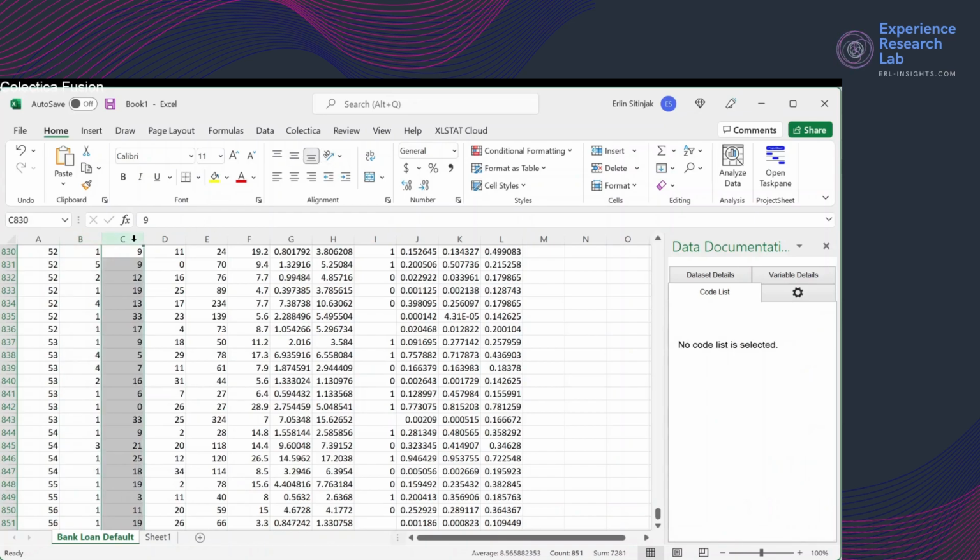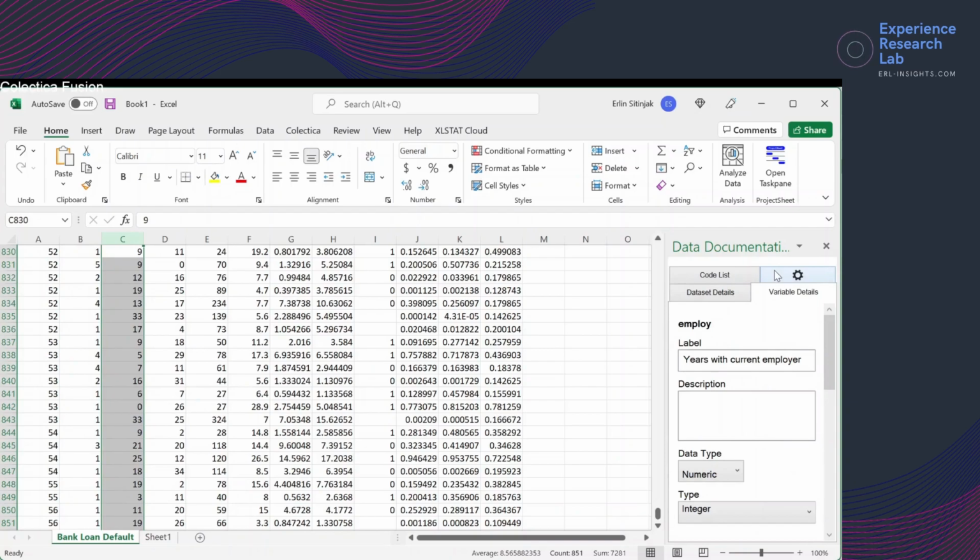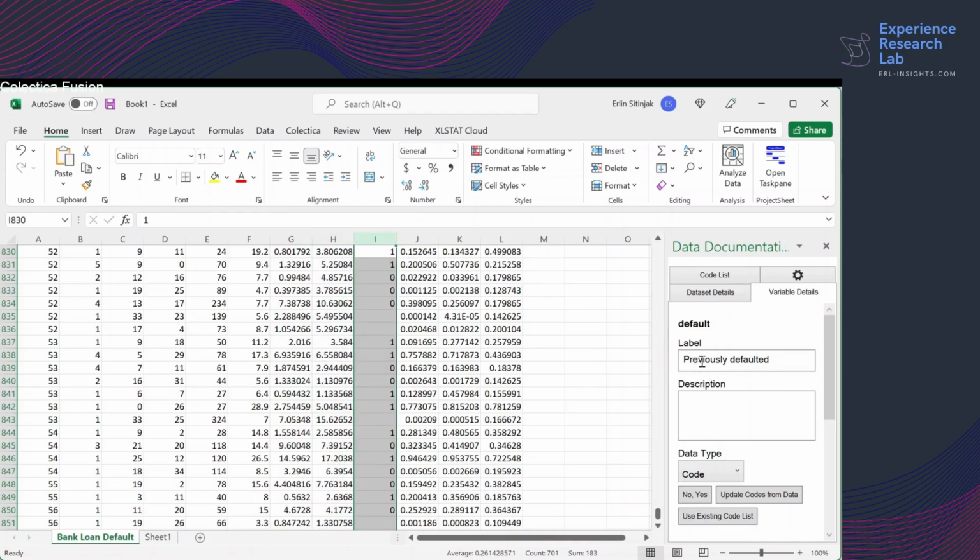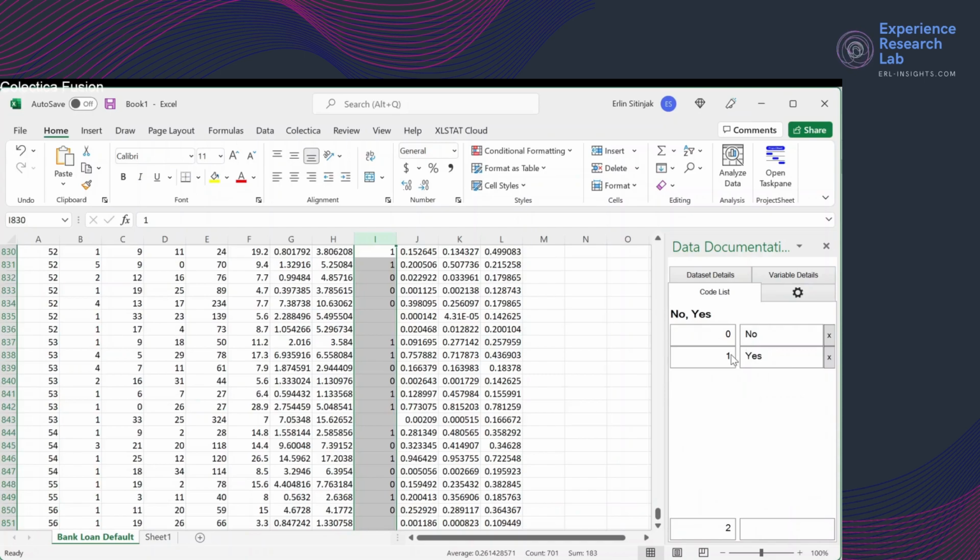Column C is for years with current employer. Column D is for years at current address. Column E is for household income in $1,000. Column F is for debt to income ratio. Column G is for credit card debt in $1,000. Column H is for other debt in $1,000 as well. And column I is for default history. This column has two values coded as 0 for no and 1 for yes.